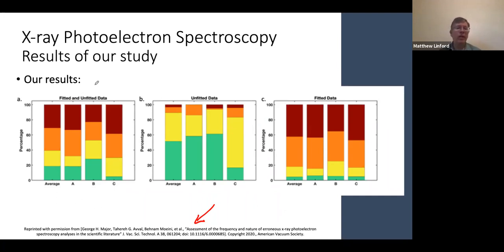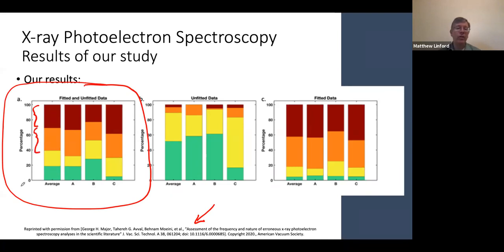We can start here. Here is all the data together. So this is all of the papers we looked at. We see about a third of the papers, a third of the spectra, are in the red category. Another one third are in the orange category. This is three different journals that we call A, B, and C that we looked at.